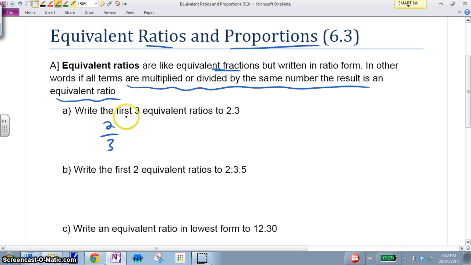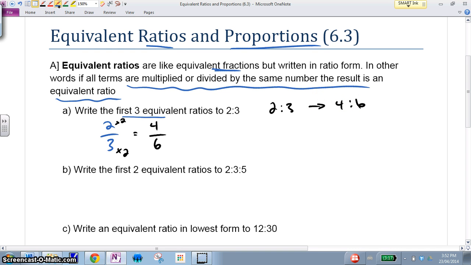So here, we're looking for the first three equivalent ratios to 2/3. So the smallest one that's equivalent would just be twice as big. So if we times the top and bottom by the same thing, we get 4/6. So the first equivalent ratio to 2/3 would be 4:6.